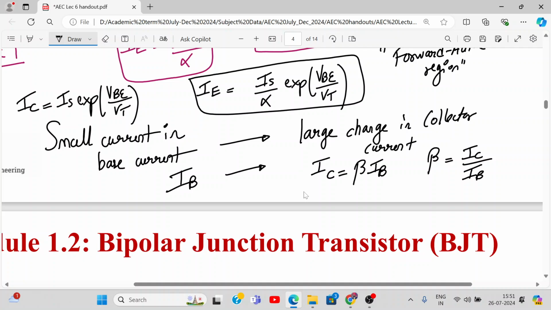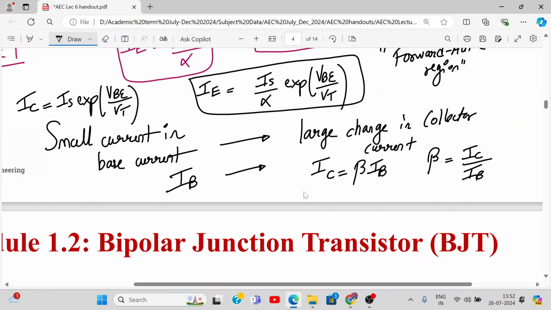And since it is greater than 1, it is around 300. That means IC should be greater than IB by a large amount. So a small change in input current leads to a large change in output current. This is input current. This is output current. That's why it's called a current control device.